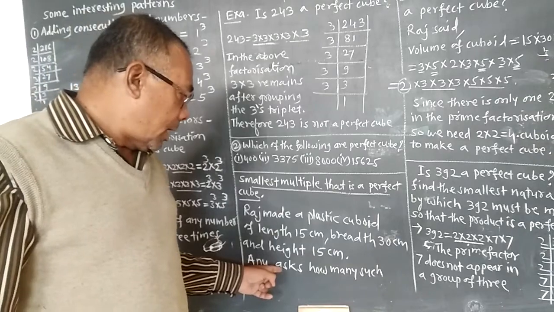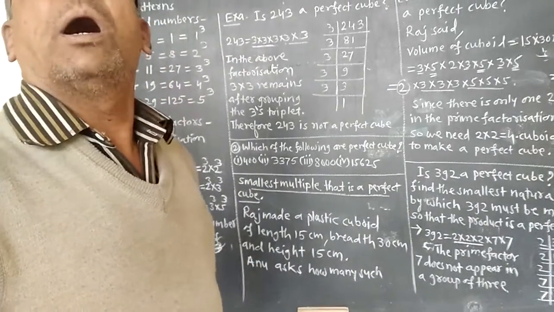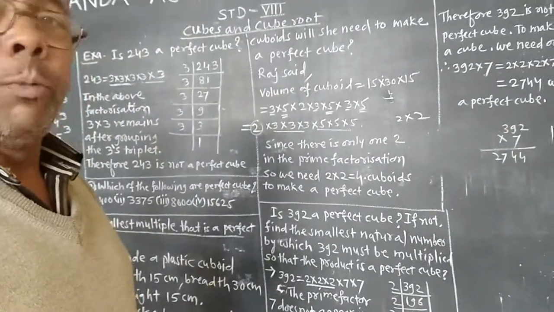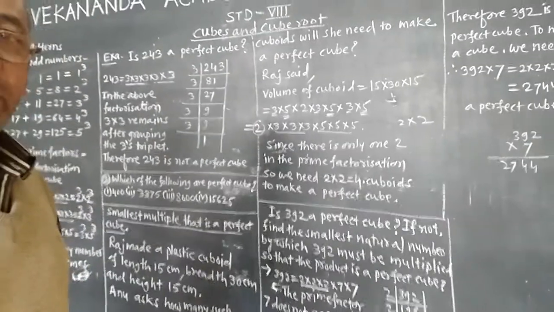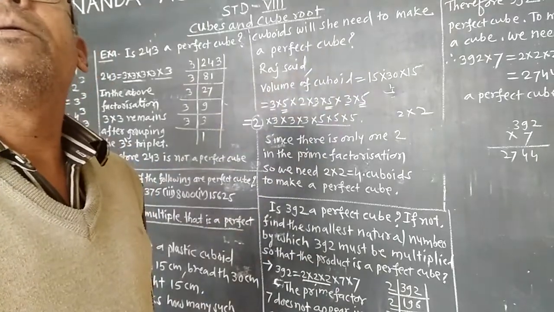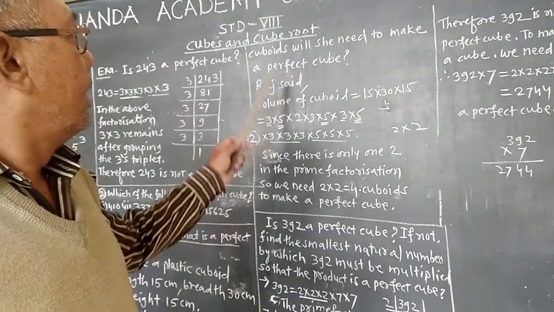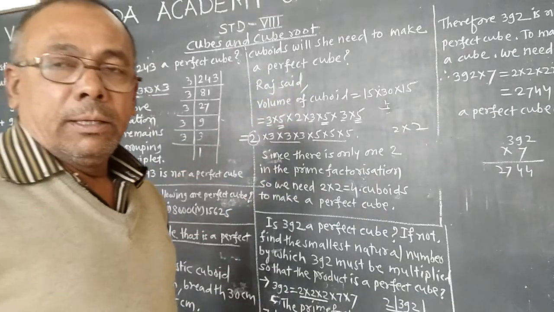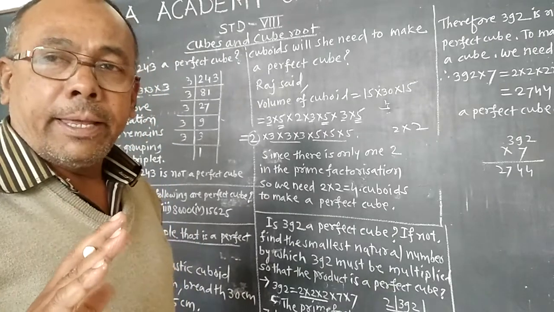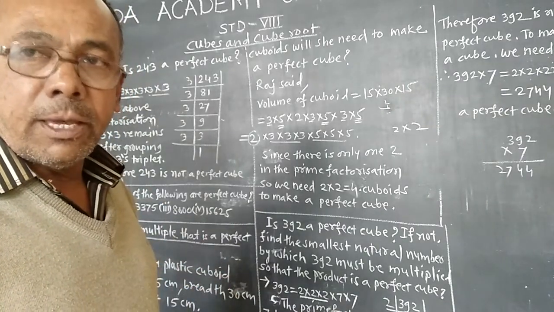Then Anu asks how many such cuboids she will need to make a perfect cube. To make one cube, how many such cuboids are needed, that we have to find out.